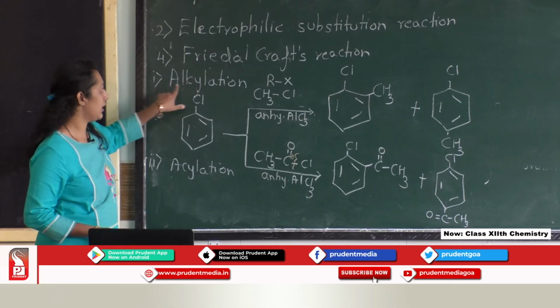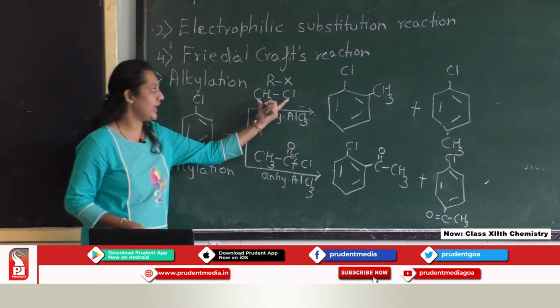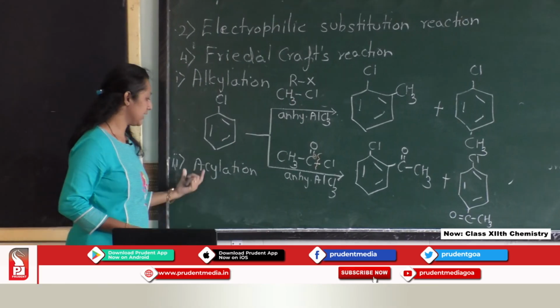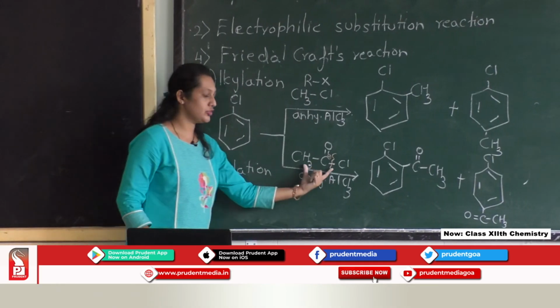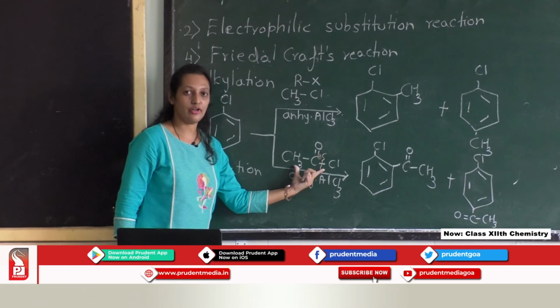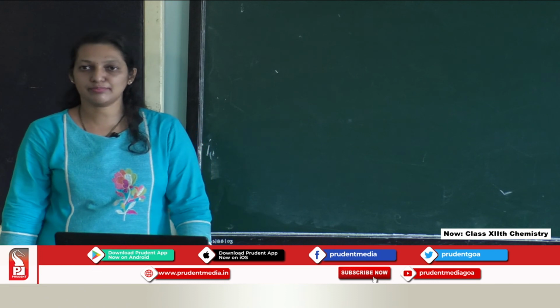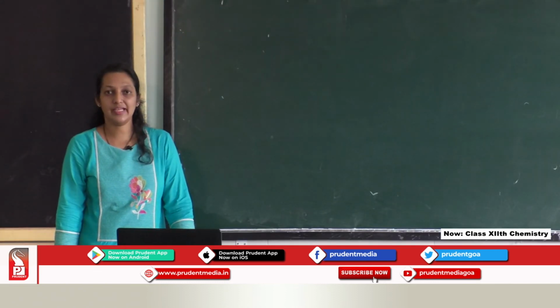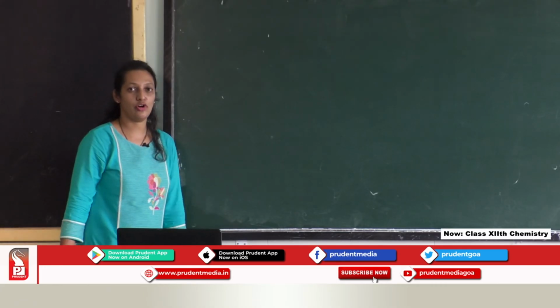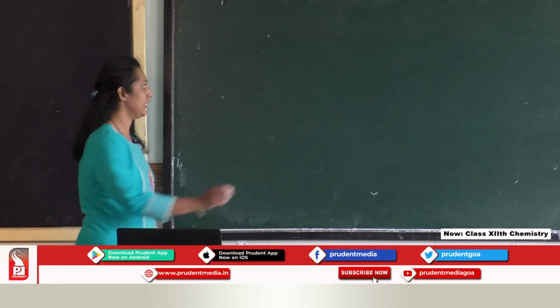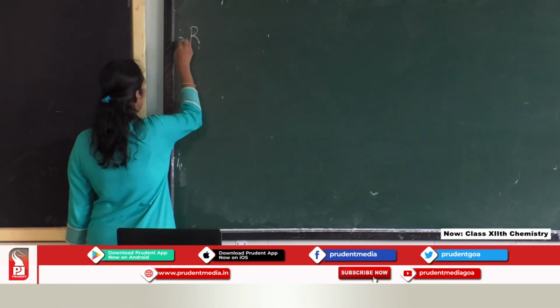Now, under the Friedel-Crafts, one is known as alkylation because we are adding alkyl group, and the second one is known as the acylation because we are taking the acyl chloride or acyl halide. In all the 5 electrophilic substitution reactions, we get para product as the major product, and the last chemical reaction of haloarene is reactions with metals.